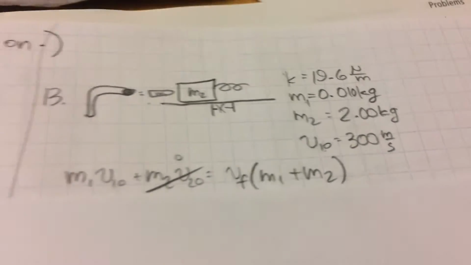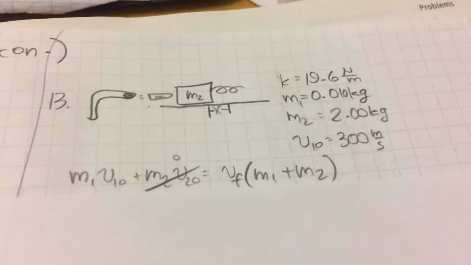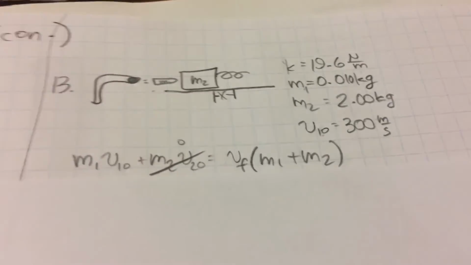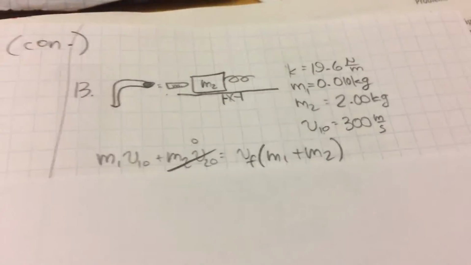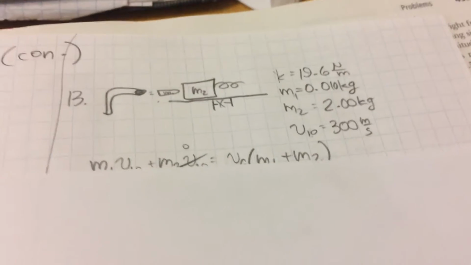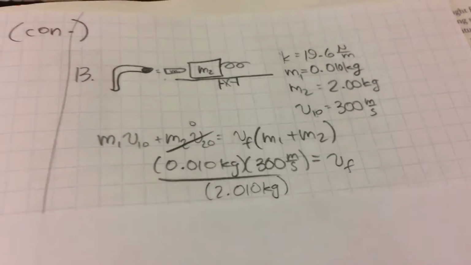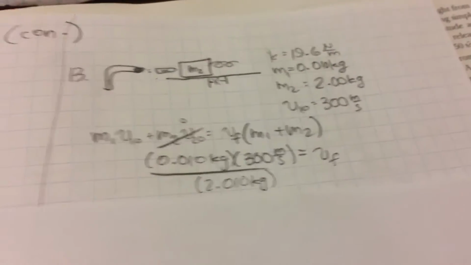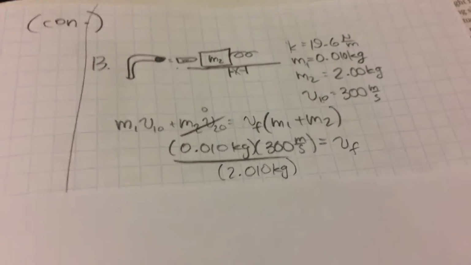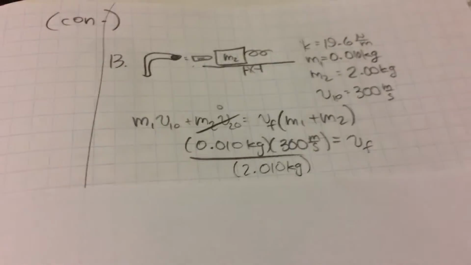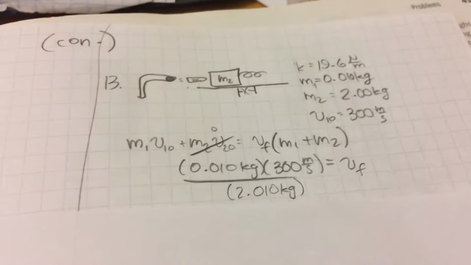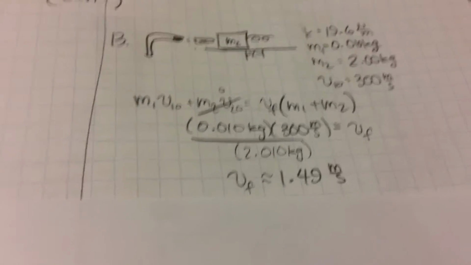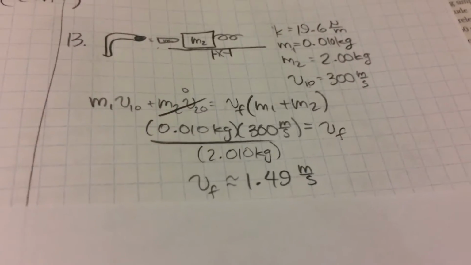So I used the conservation of momentum, and I plugged in the values, and the initial velocity of the block is 0. So here we go. I isolated the final velocity of both of the masses, because the bullet will be inside the block afterwards, and I got approximately 1.49 meters per second.